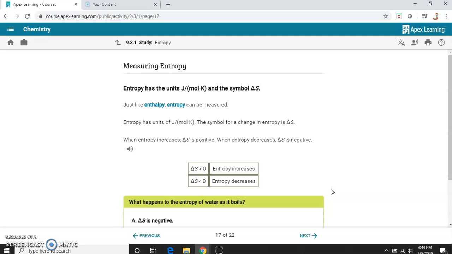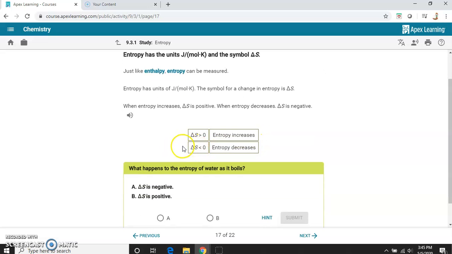Now we're getting into the idea that we can measure it. As in most of science and chemistry, we have units and values for these things. Entropy has units of joules per mole kelvin, and the symbol is the triangle S, change in S, for entropy. You don't use E because it's been used for other things, so it's kind of weird where in the world they got S from. Not too sure. Like enthalpy, which we did before, it can be measured, and so we have this symbol as well.